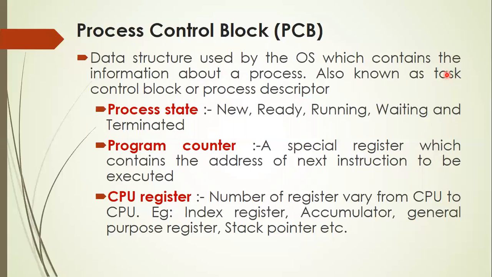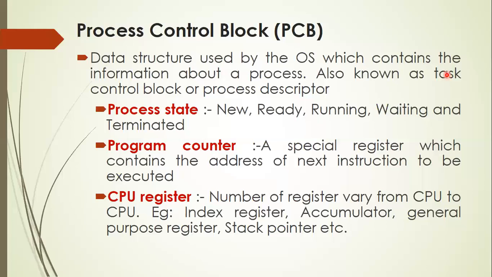A program counter is a special register which contains the address of the next instruction to be executed. Once your processor is executing the first instruction, the next instruction to be executed is in the memory address 1001. At that time, the program counter stores the address 1001. After executing the instruction stored in 1001, the program counter holds the address of 1002. So like that, the address of the next instruction to be executed by the processor is stored in the program counter.